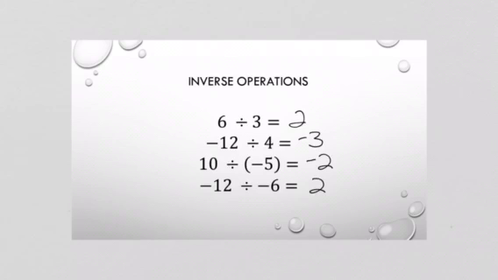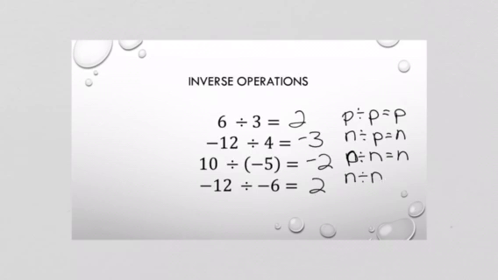Well, let's look at some rules. Here we have a positive divided by a positive equals a positive. Then we have a negative divided by a positive equals a negative. Then a positive divided by a negative equals a negative. And finally, a negative divided by a negative equals a positive.